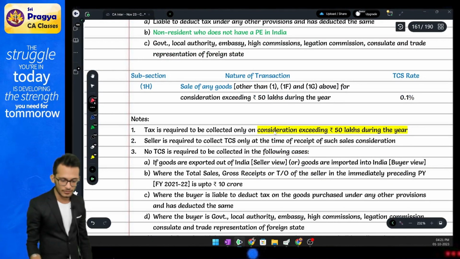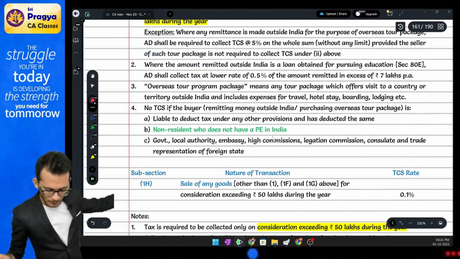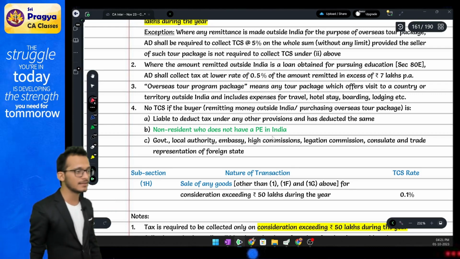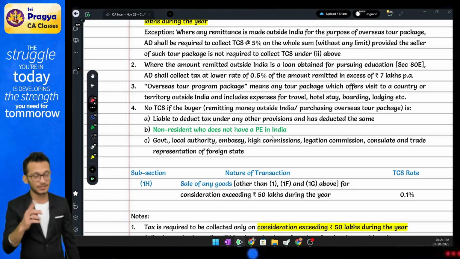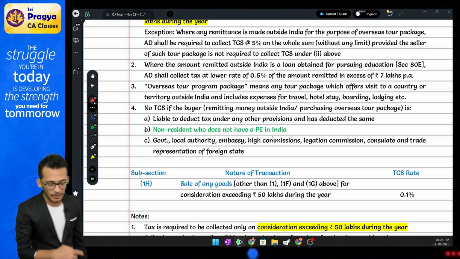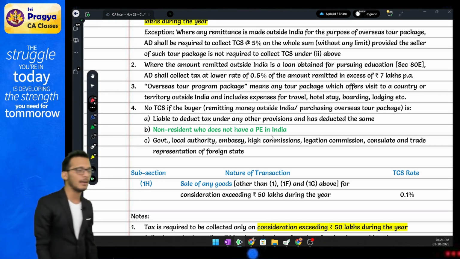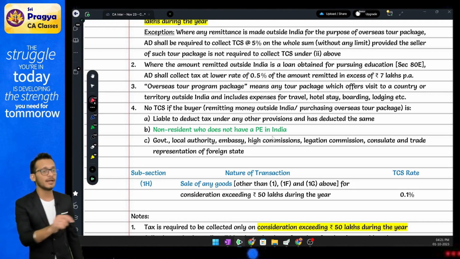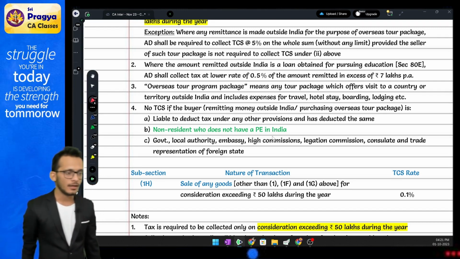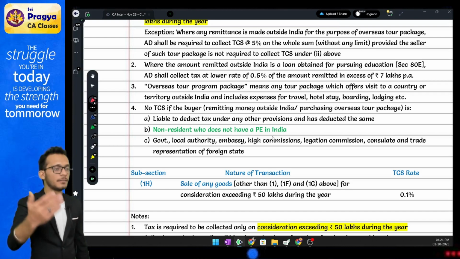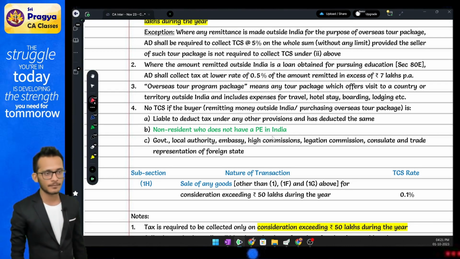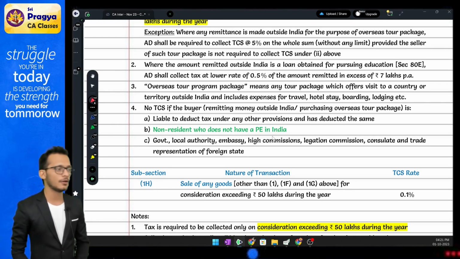And the last provision for your exams, they are saying that if you are planning to sell any goods, there is an amendment in the current year. No TCS will be applicable if the TCS is liable under any other section, or if the payment is made by a non-resident who does not have a PE in India. They will not be liable for TCS.